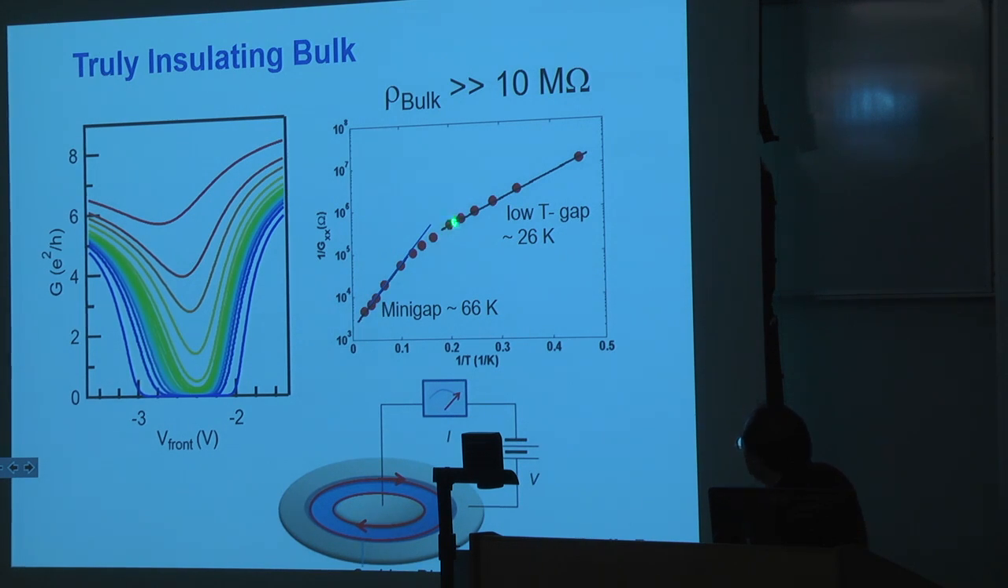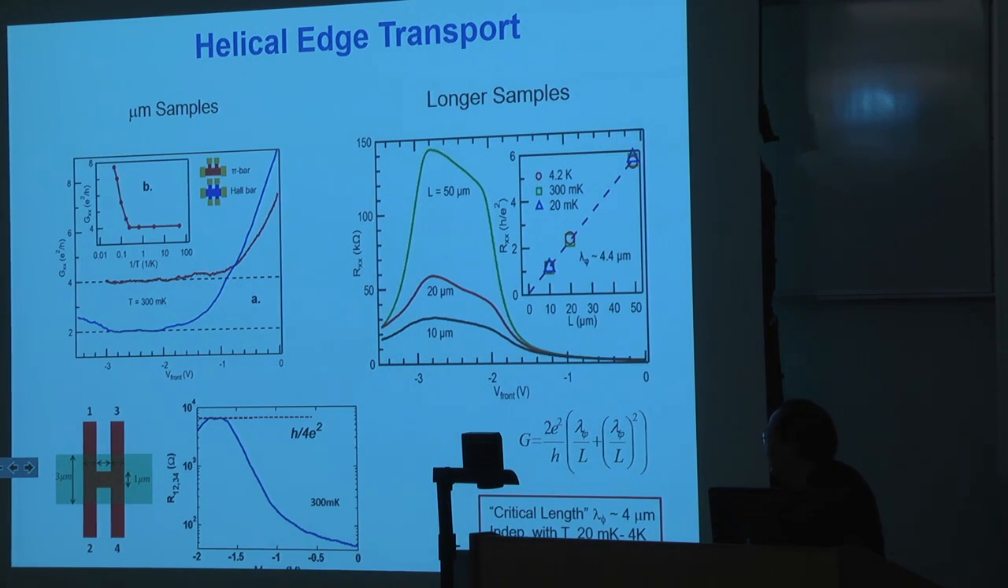And from the slope of this, you will know what's the energy scale involved in this transport. So we get an energy which is measured 66 Kelvin, compared to the calculated 50 Kelvin. So that's pretty reasonable. Then at the low temperature part, you can get a smaller energy gap, like 26 Kelvin. So that's proof this is really insulating. And then also you can measure with some kind of 4-terminal or 2-terminal measurement the quantized conductance.